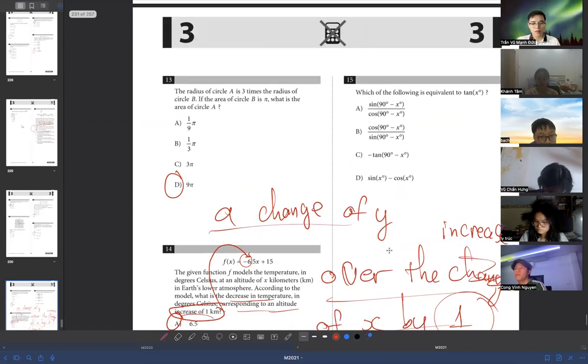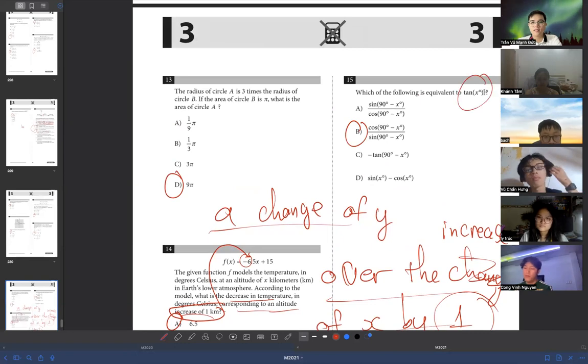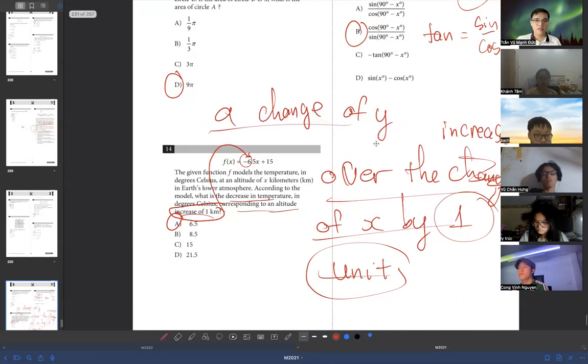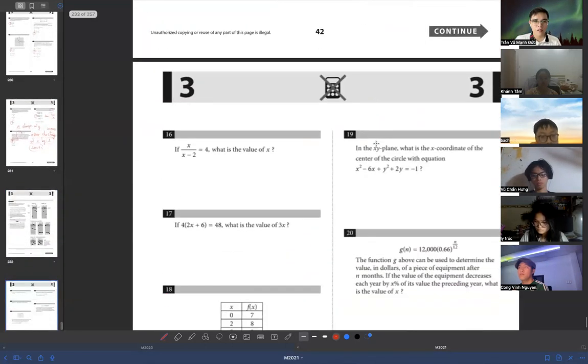15B. Tangent is sine over cosine, and sine is basically cosine of 90 minus x, and cosine is the other way around. So it's very tricky. Don't get fooled by that one.